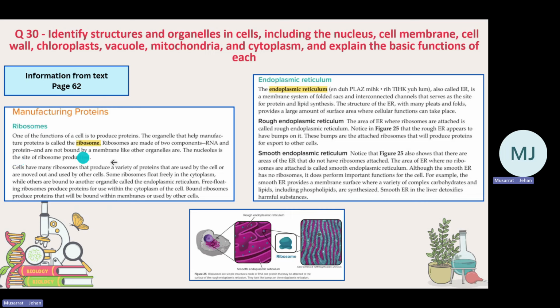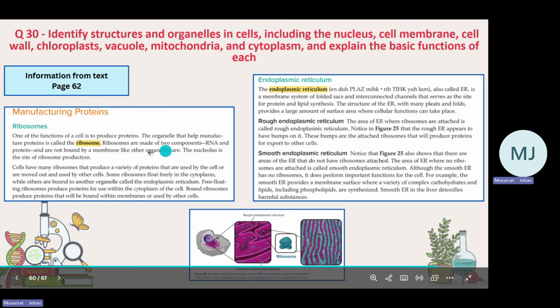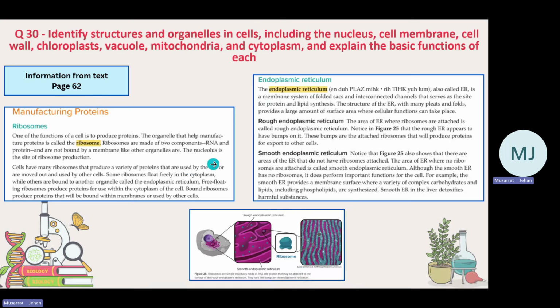One special feature of ribosomes is that they do not have a membrane, unlike other organelles, which have a membrane around them. And where are they made? Ribosomes are made in the nucleolus, inside the nucleus. The nucleolus makes the ribosomes, and then the ribosomes produce proteins.